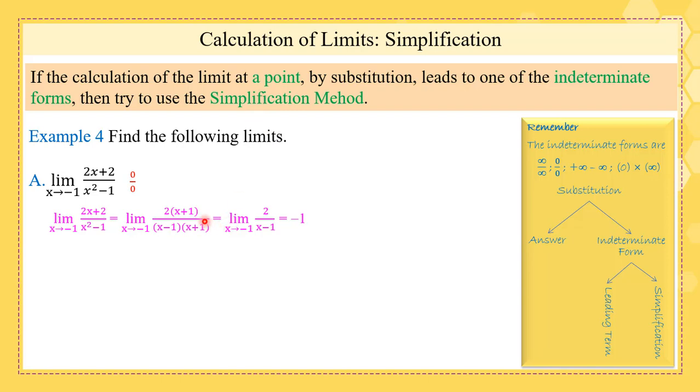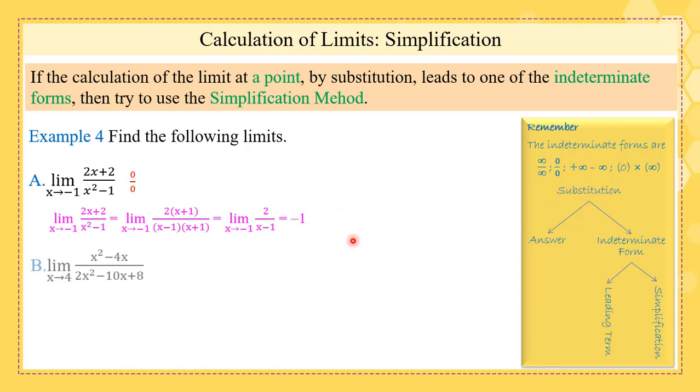And if we simplify, we get the limit of 2 over x minus 1, and if we substitute negative 1 here instead of x, we get minus 1. Remember, even in the simplification method, after we simplify, we always have to go backward to the substitution method.